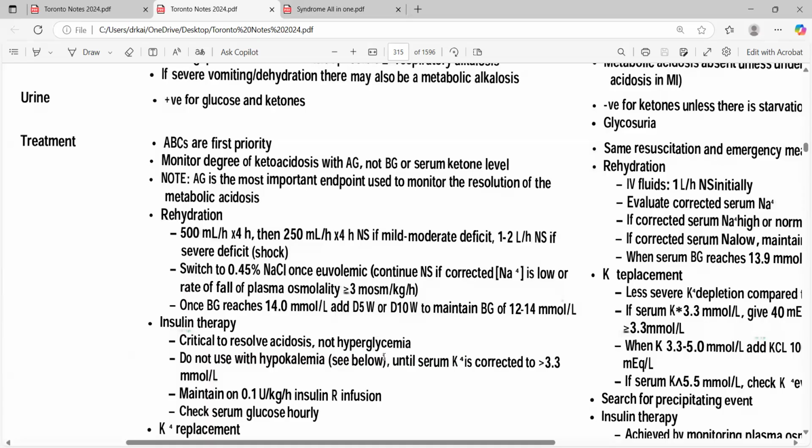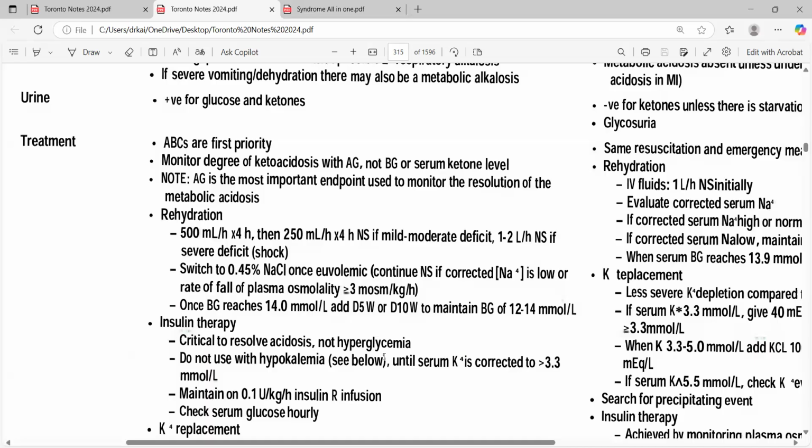Anion gap is the most important endpoint used to monitor the resolution of the metabolic acidosis. In that one, we have to start with the fluid intake, like rehydration. How much rehydration? That's not very important. If you still could remember, that's good enough. So in that case, what we do is basically keep 500 ml in the first 4 hours and then make it half in the next 4 hours.